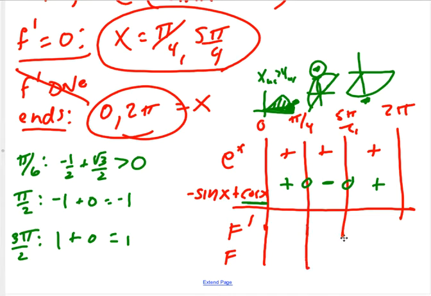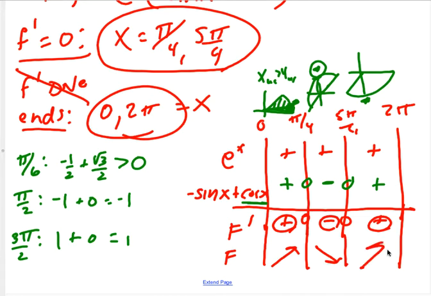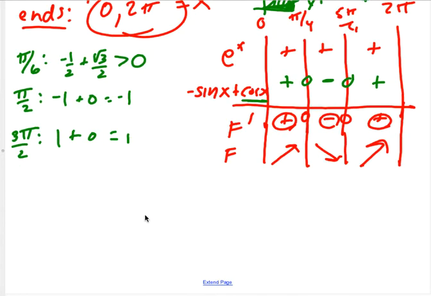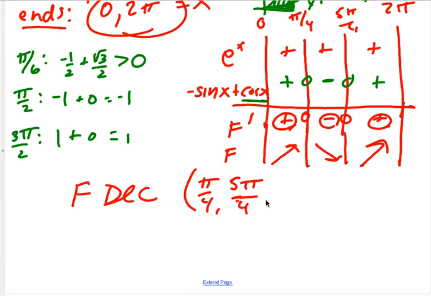So when I go ahead and figure out what my f prime is doing, f prime is positive, then negative, and then positive again with zeros on those lines. So that means that f is going up, down, up. So my answer, if we squeeze this in at the bottom, is that f is decreasing in the middle window, which is pi over 4 to 5 pi over 4, and it's increasing.